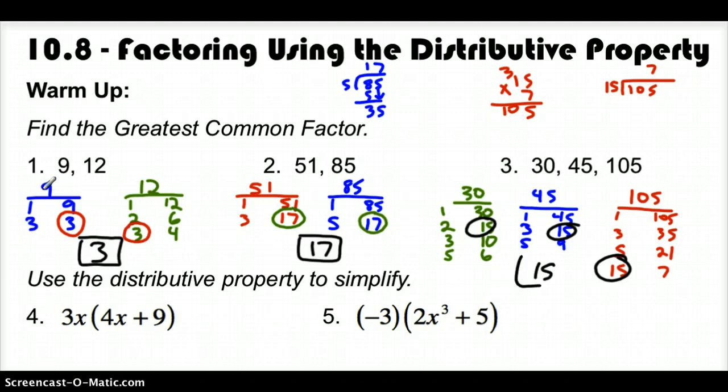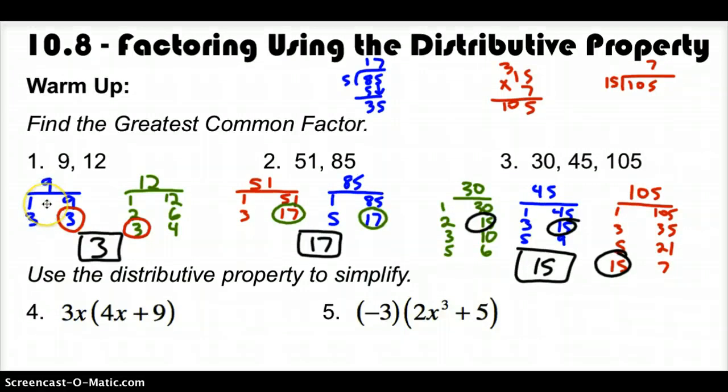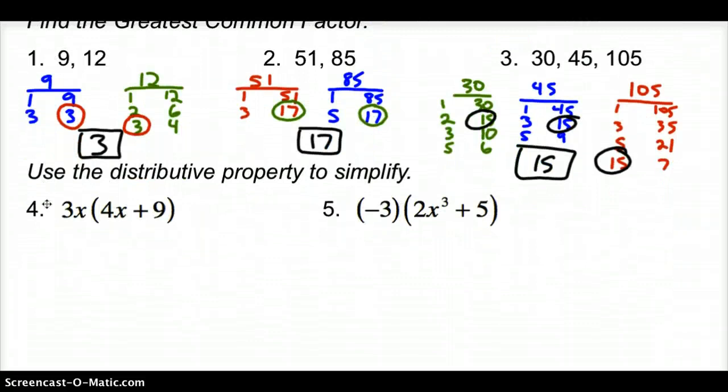Okay, I know that process is sort of long, but we definitely have to be able to find the greatest common factor without a calculator here. And then finally here, let's just do some quick distributive property review. I know this warm-up is sort of long, but that's okay.